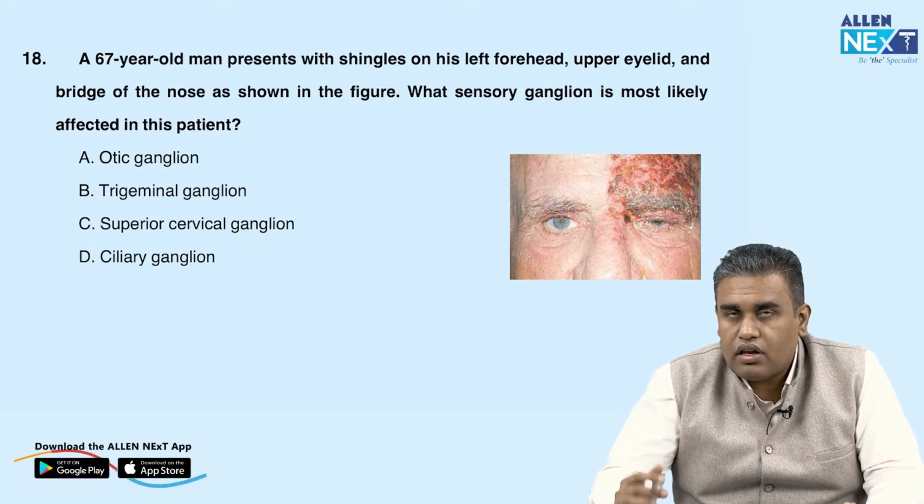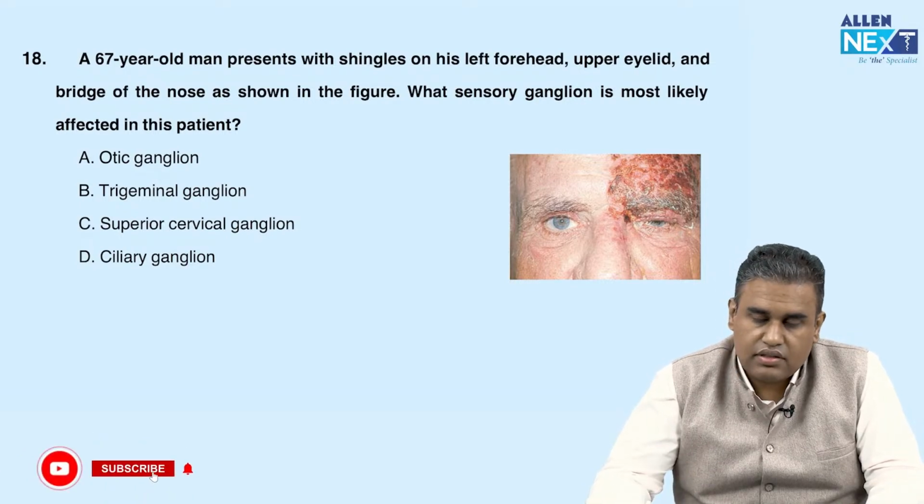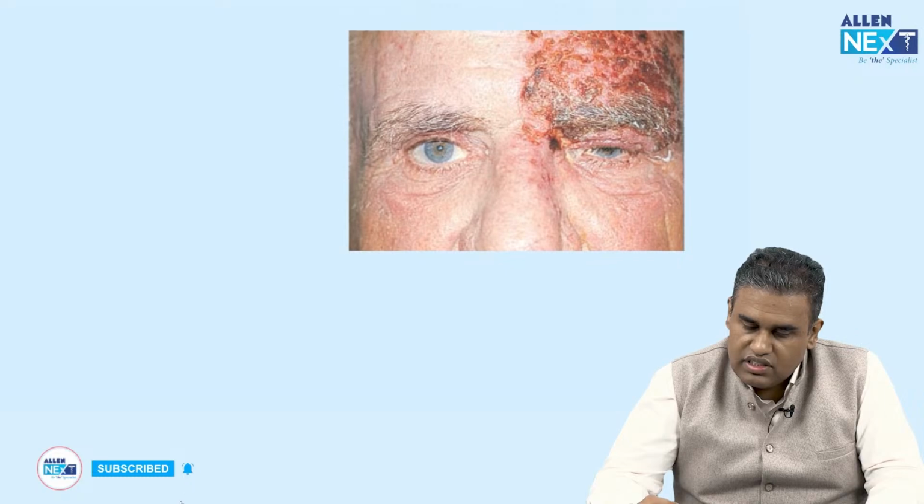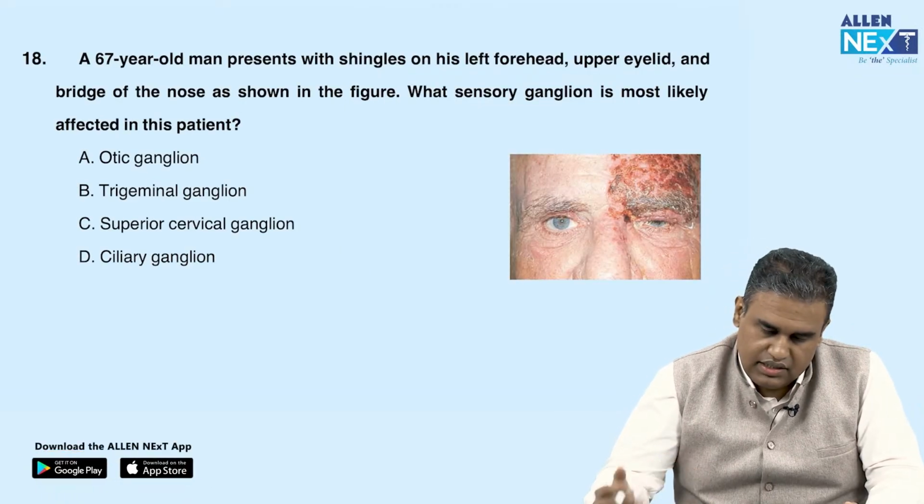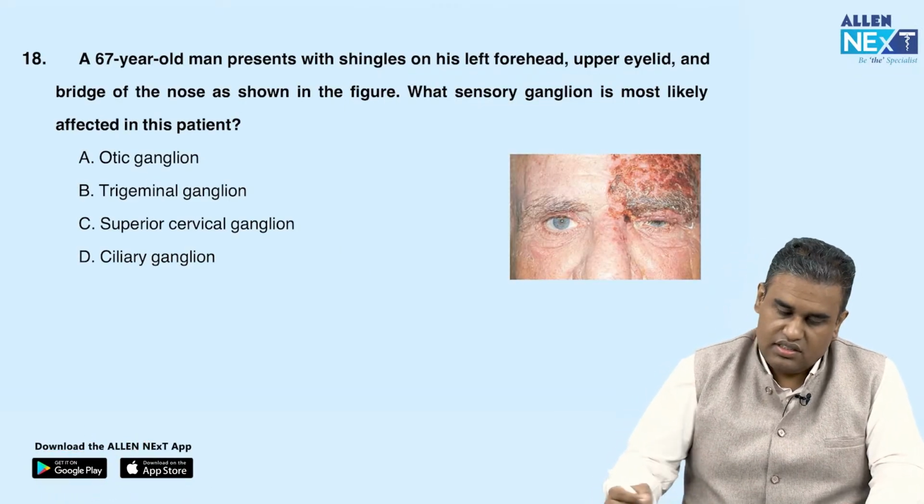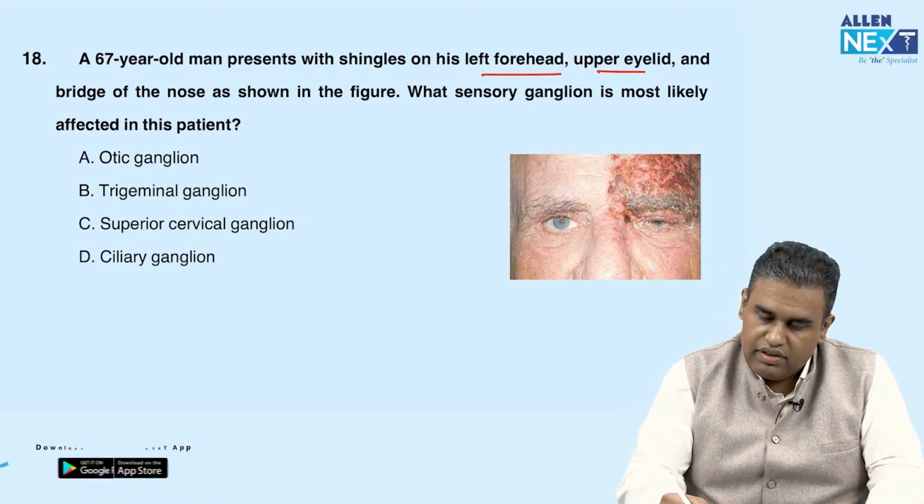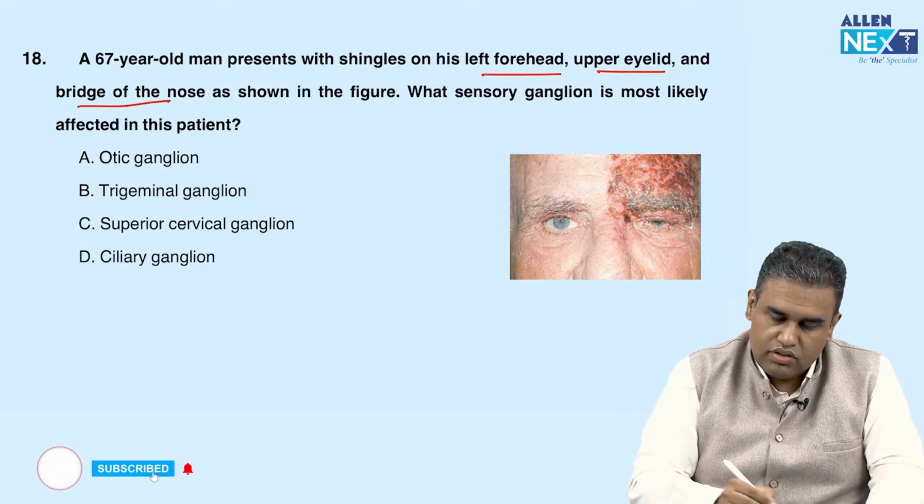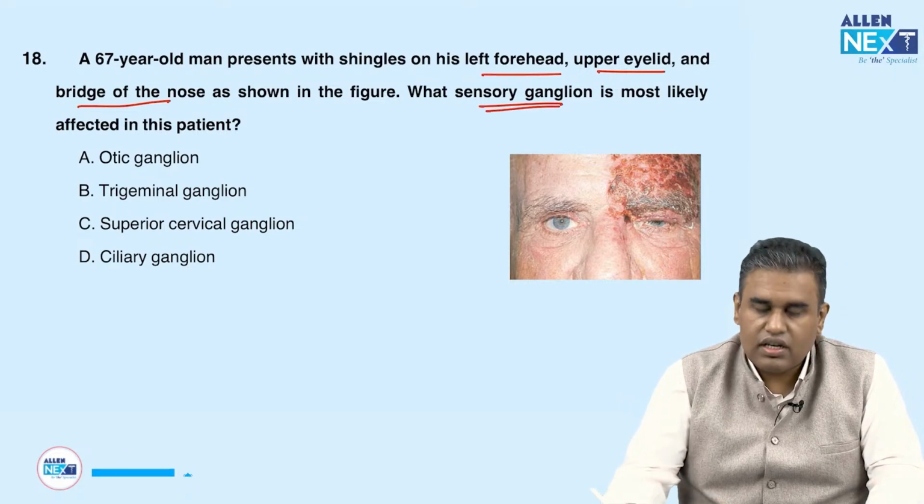They are commonly asked. Look at this face over here. What do you see on this face? A lot of vesicles arising over here, which have already crusted also a lot. You see the question. A 70-year-old man presents with shingles on the left forehead, left upper eyelid, and the bridge of the nose. Which sensory ganglion is most likely involved?